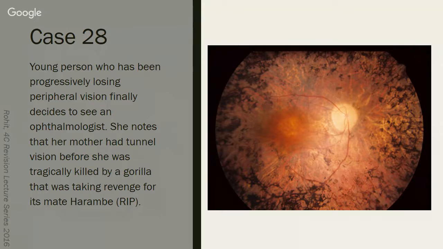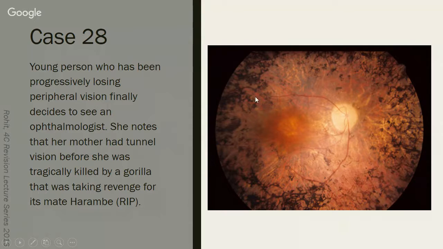A young person who has been progressively losing peripheral vision sees the ophthalmologist. Her mother also had tunnel vision before she was killed by a gorilla taking revenge for Harambe. Rest in peace, my friend. So what do you think this patient has?